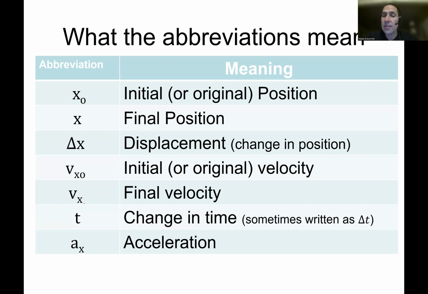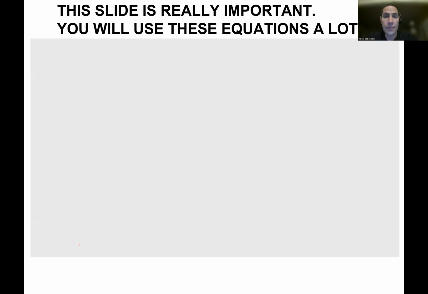v with a subscript x, that's final velocity. t is change in time, and sometimes it's written as delta t, as you can see there on the right. And then finally, acceleration with subscript x is simply acceleration. And again, the x just denotes the direction. And in the future, you might see a with a subscript y, and that would be the acceleration in what we've defined as the y direction.